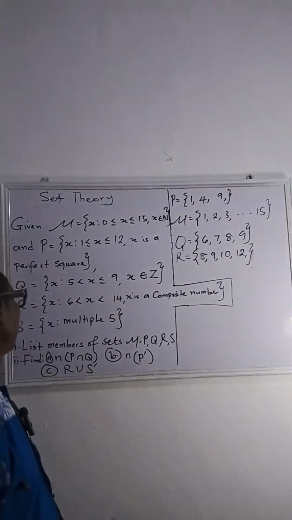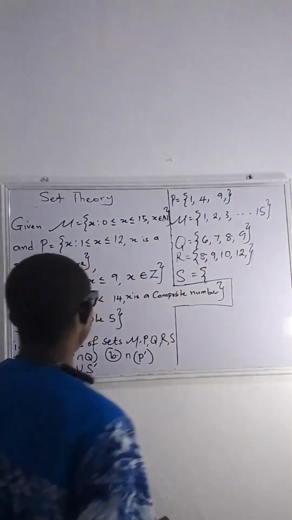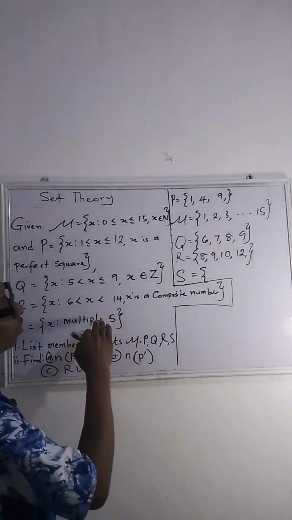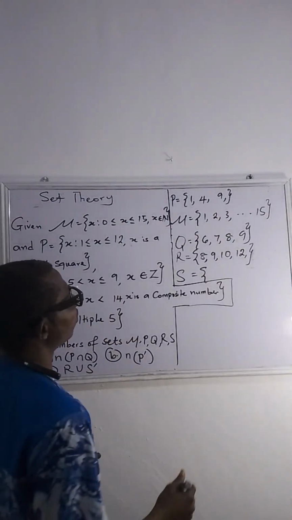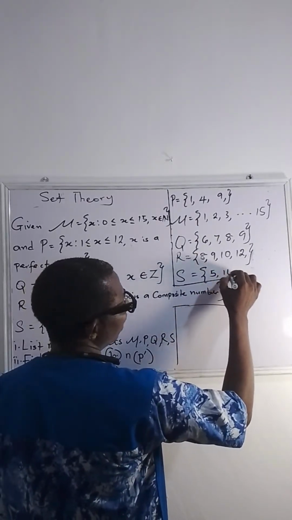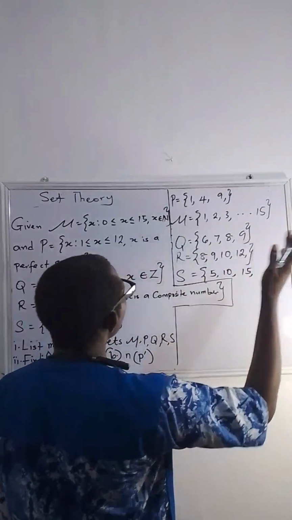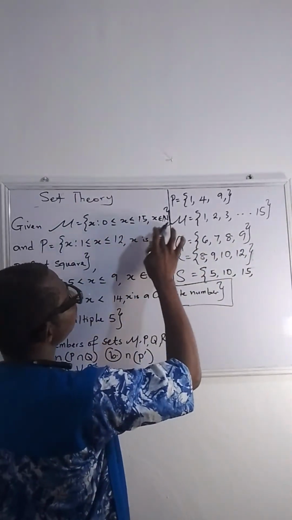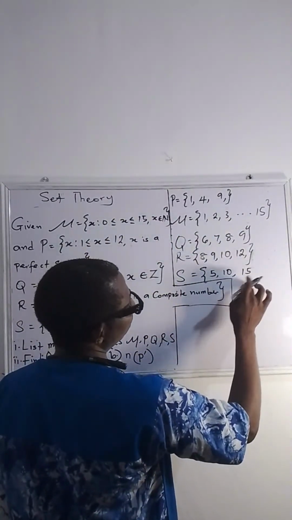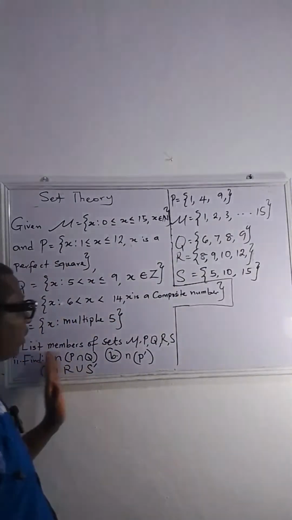Hope you get that. Now let's move down to the next one. We have S, where x is a multiple of 5. Now we are listing multiples of 5. So let's begin: 5, followed by 10, followed by 15, and so on, 20. But we must not go beyond the universal set. So this is what we have. We have done the first task.